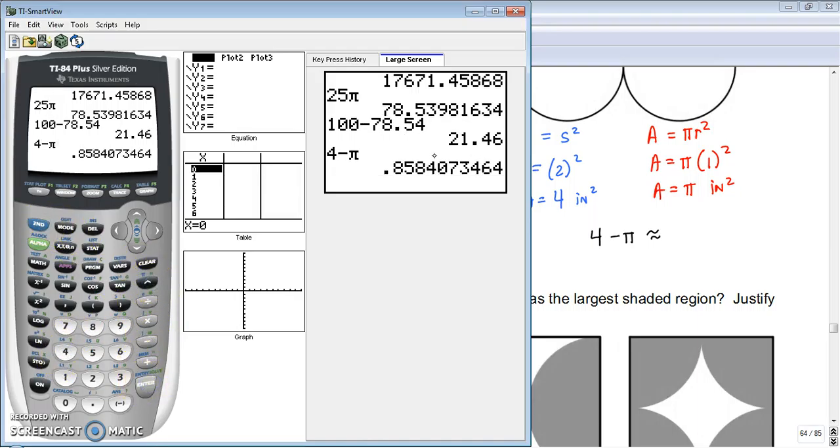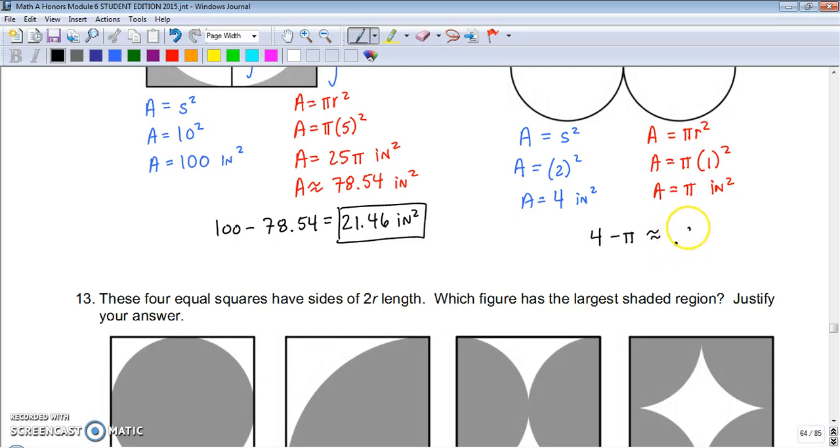Again, if your teacher prefers 3.14, then your answer might be just off a bit. So at least on how I typed in the value that I'm using for pi, I got 0.86 inches squared.